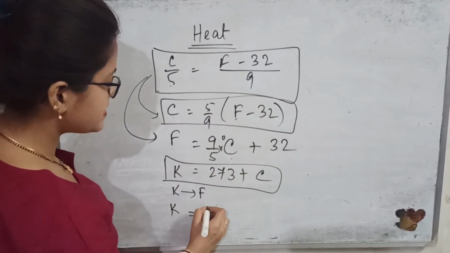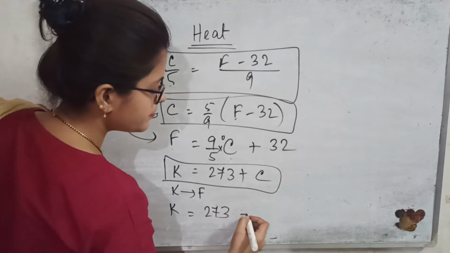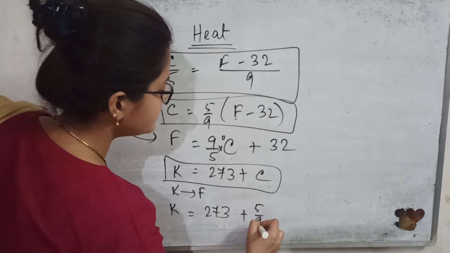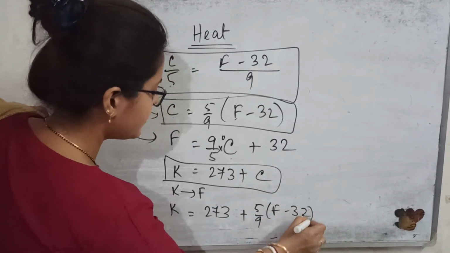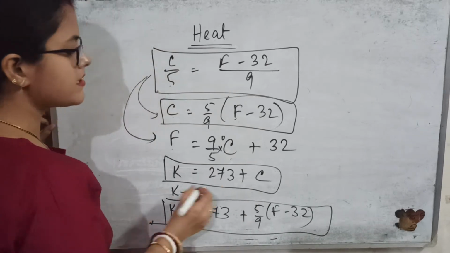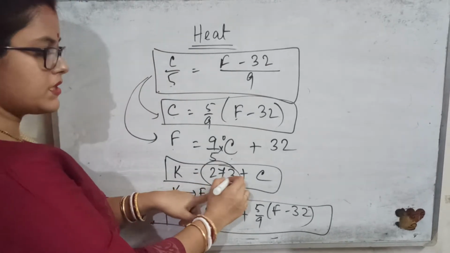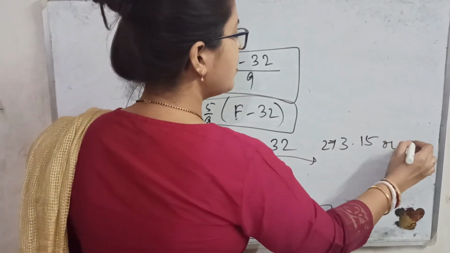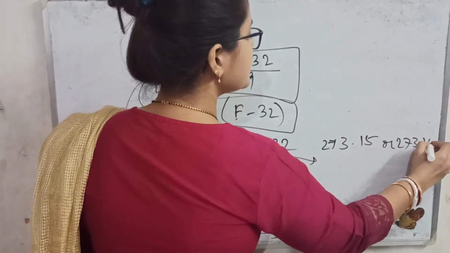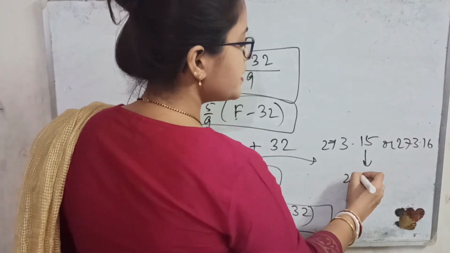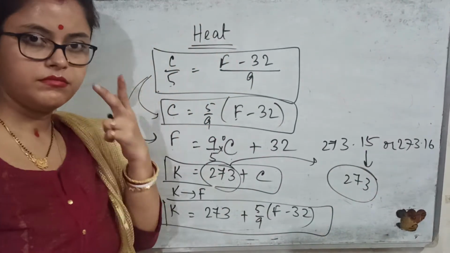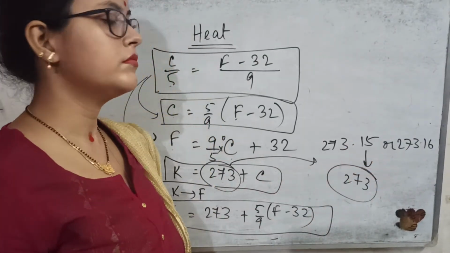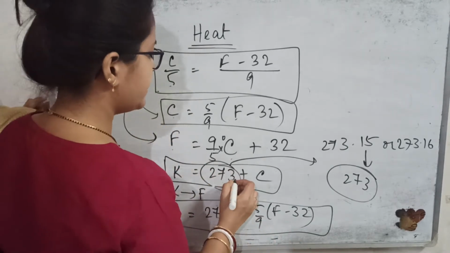Then it will be K is equal to 273 plus 5 by 9 into F minus 32. Understood? Now the exact value is not 273. It is actually the approximated value. It is 273.15 or 273.16, which can be approximated and written as 273. Understood? So it's better that you go for the exact value, that is 273.15.